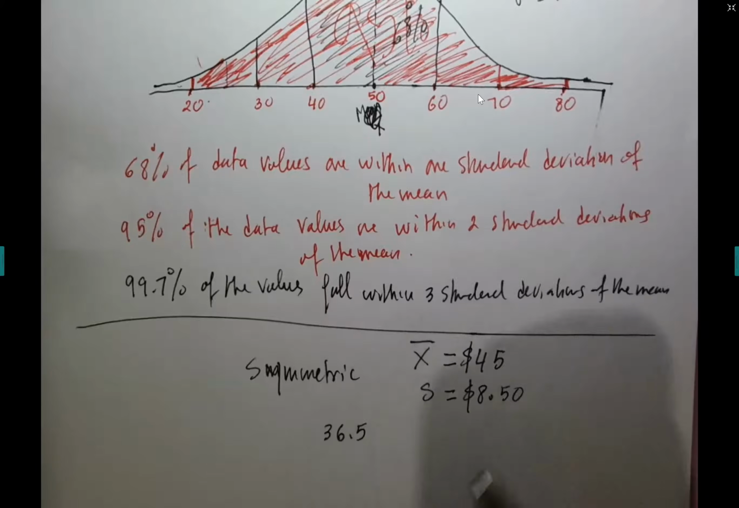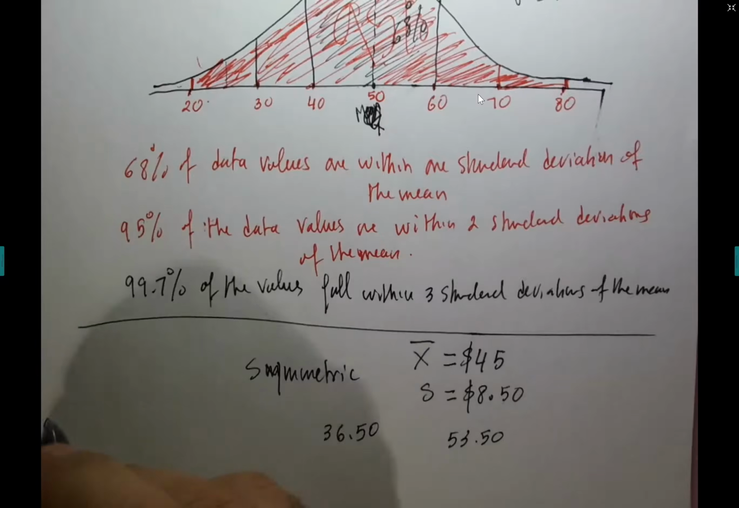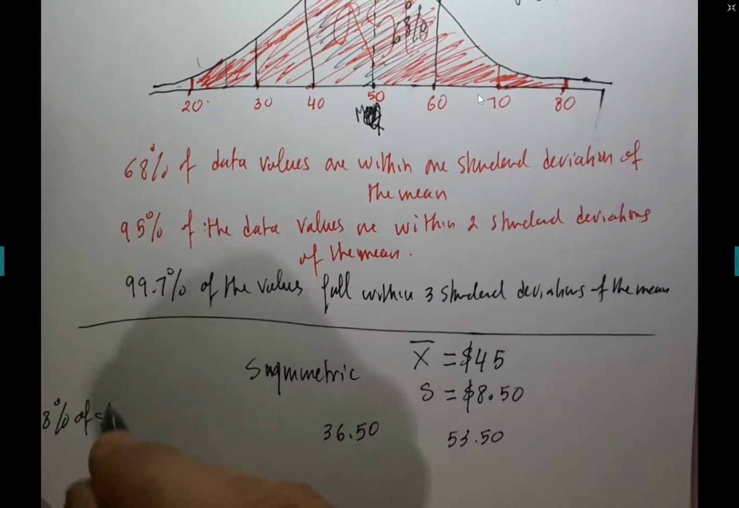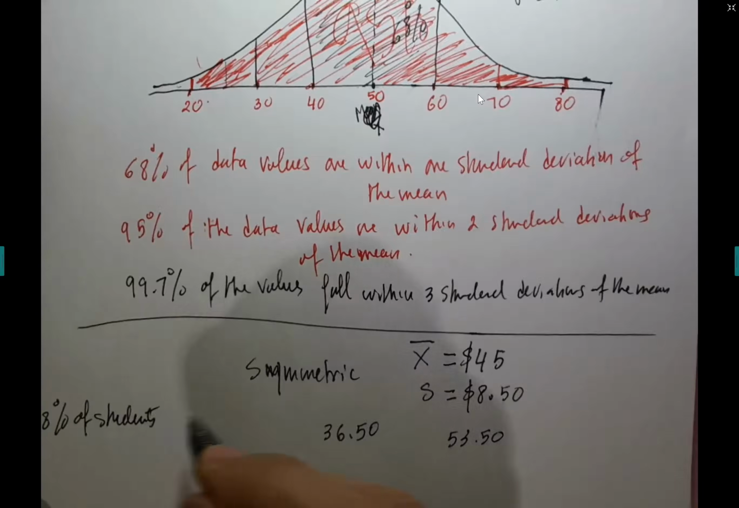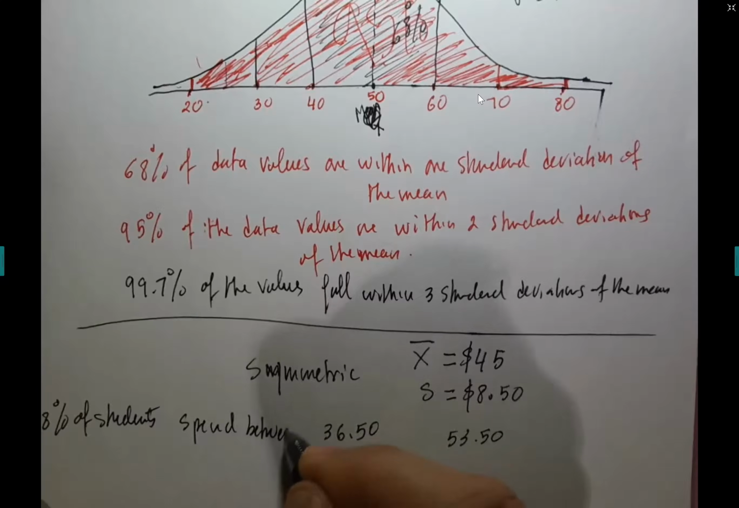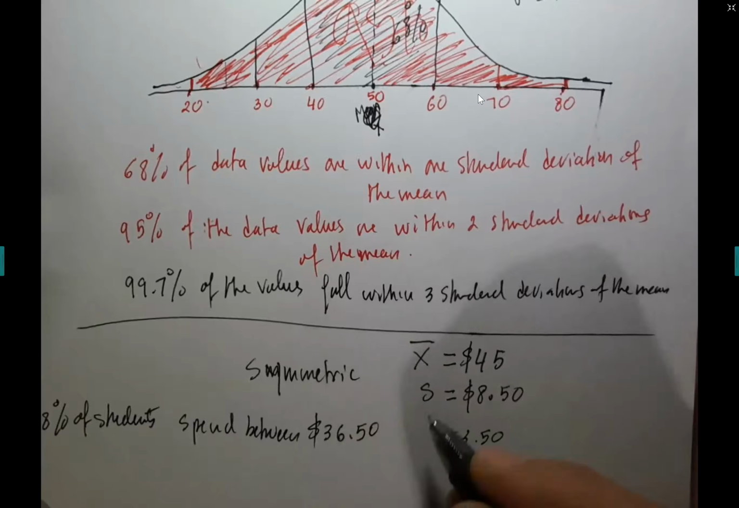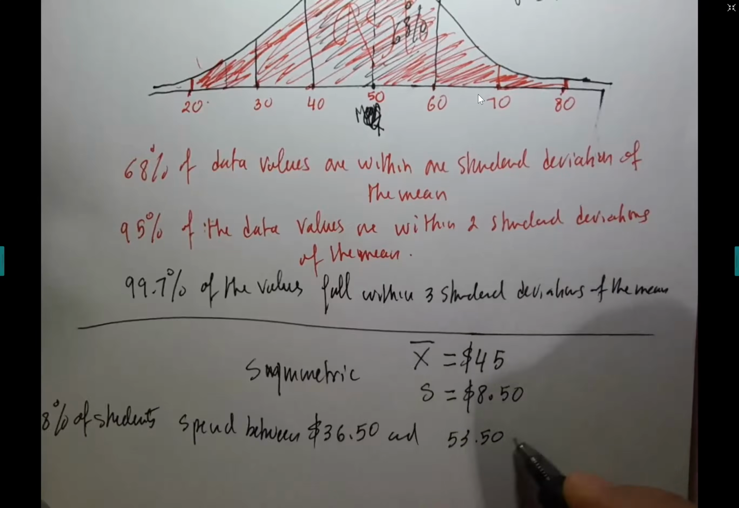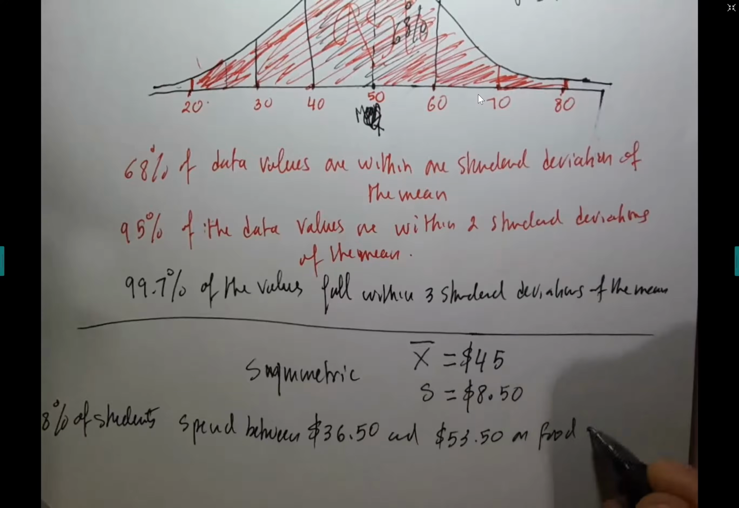And add 8.5 to it. 53.5. All right. Look at the first conclusion I can make, guys. 68% of students spend between $36.50 and $53.50 on food each week.